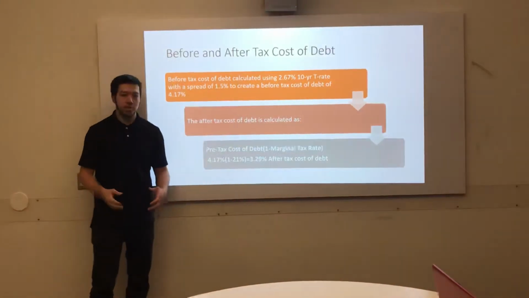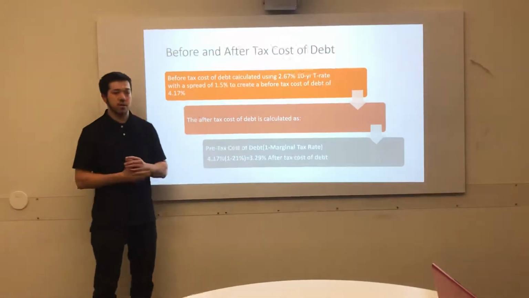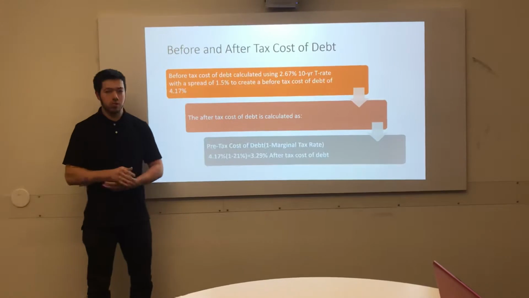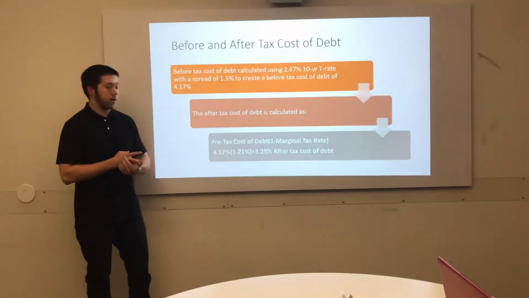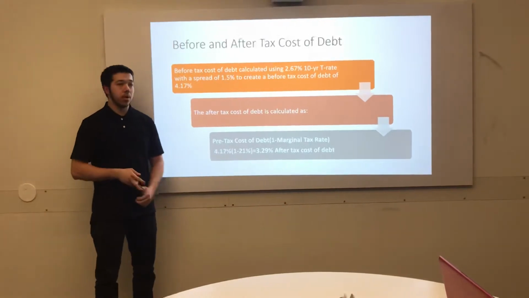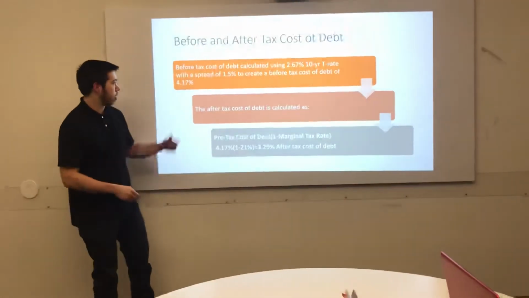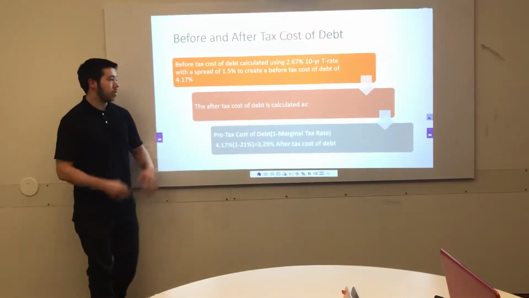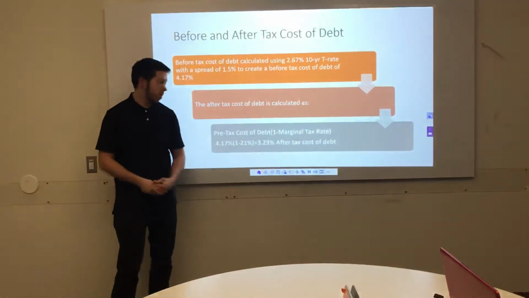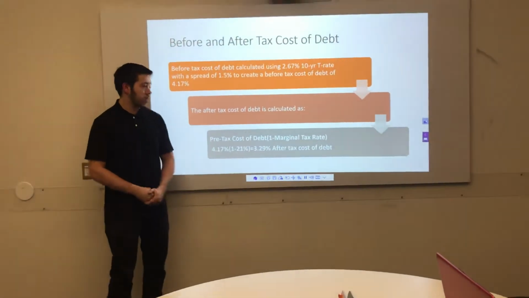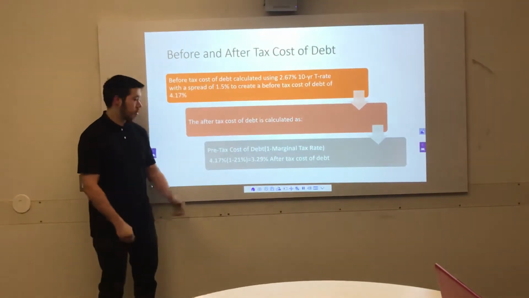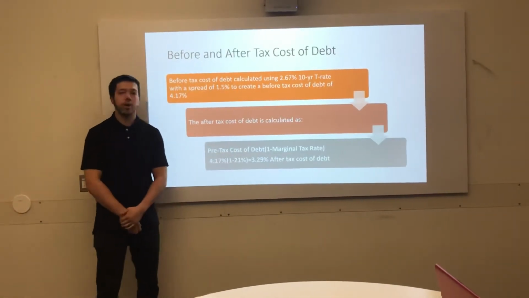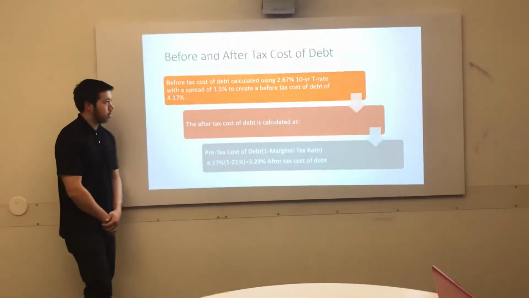Alright, so our before and after tax cost of debt. For our before tax cost of debt, we used the 10-year treasury rate of 2.67%, added that to our given spread of 1.5% to calculate our pre-tax cost of debt of 4.17%. And to calculate our after-tax cost of debt, we took our pre-tax cost of debt, multiplied it by 1 subtracting our marginal tax rate of 21% to generate 3.29% for our after-tax cost of debt.